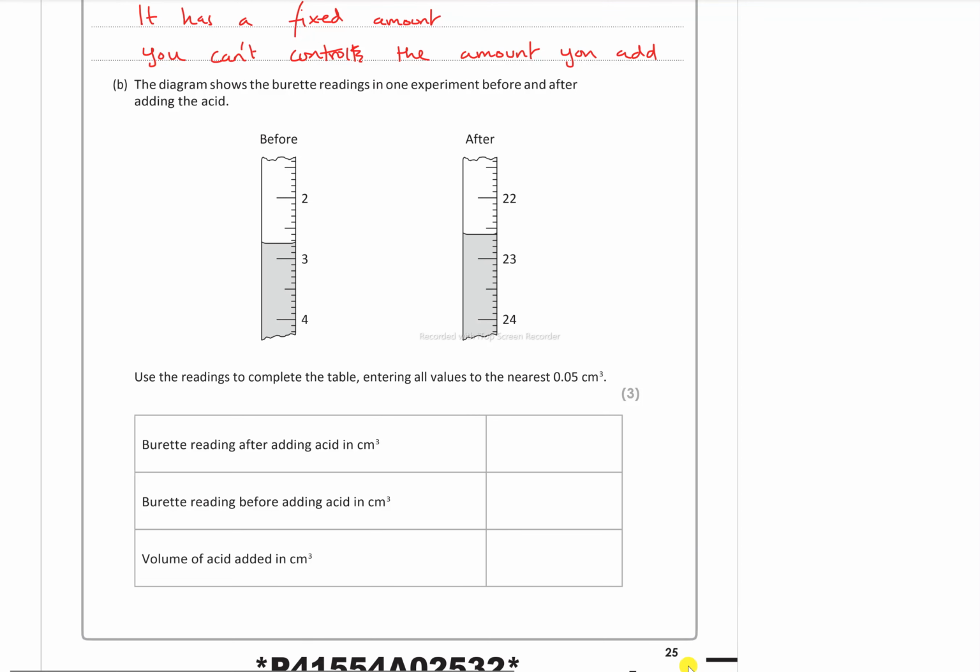Right, let's have a look. Right, okay, so that there is 3, that there is 2, 2.1, 2.2, 2.3, 2.4, 2.5, 2.6, 2.7, 2.8. So it's between the two.